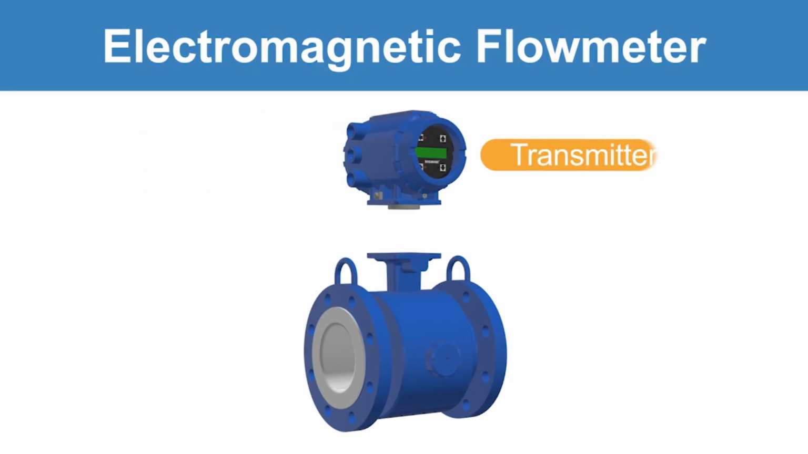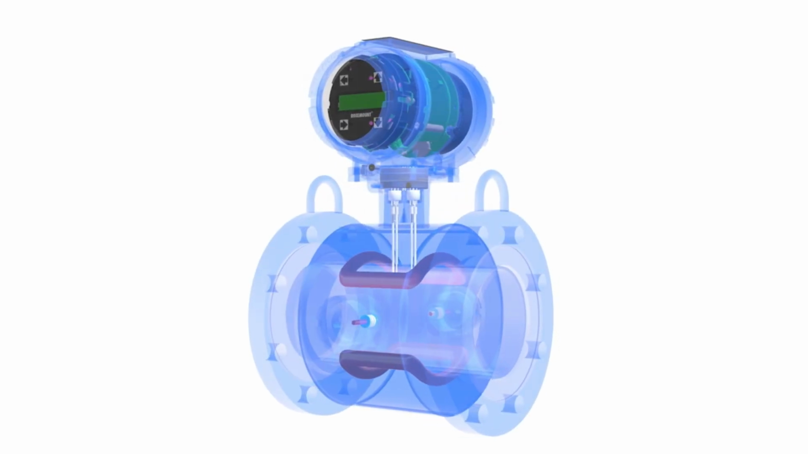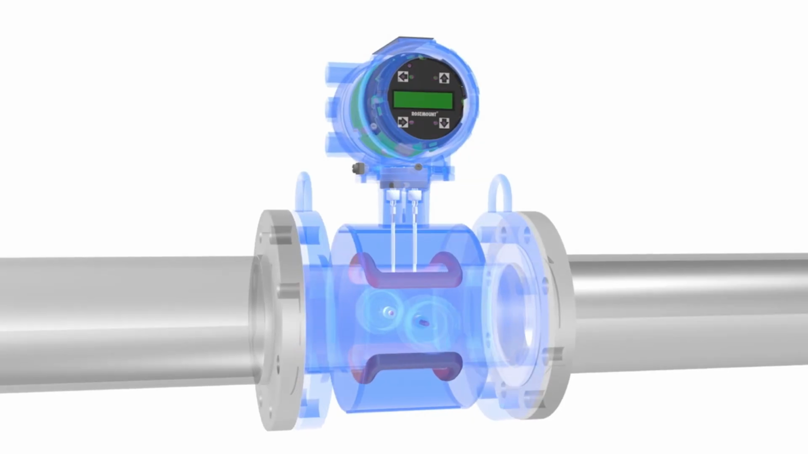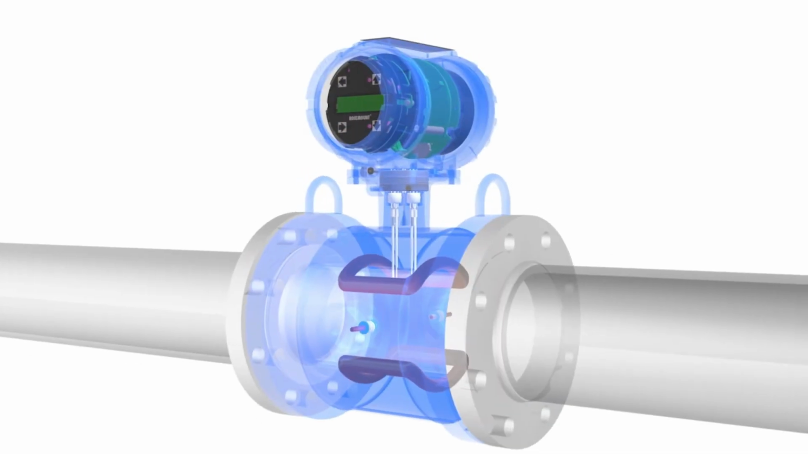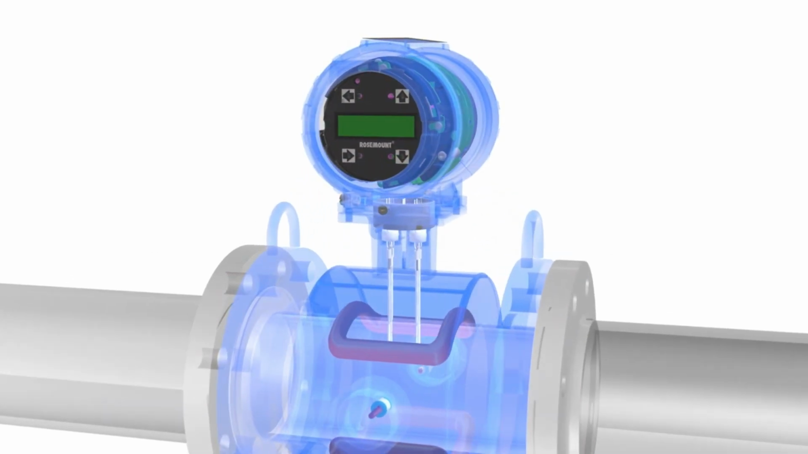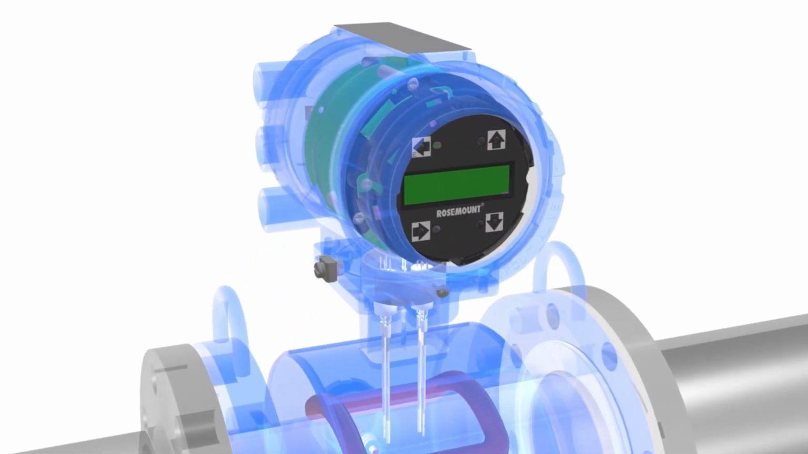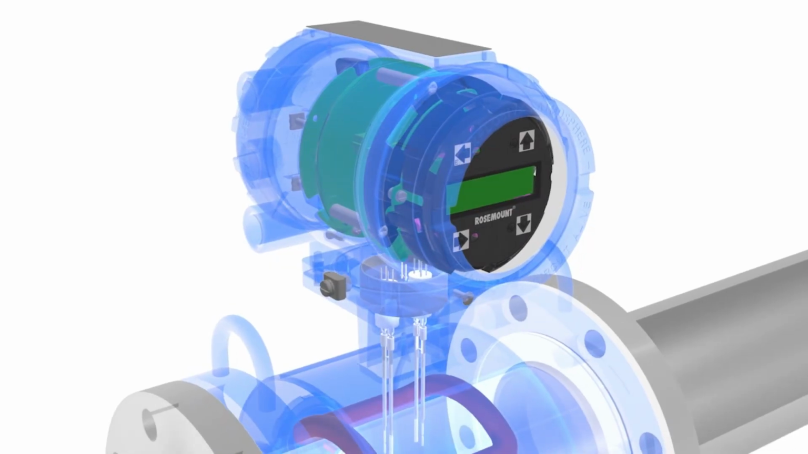Mag meters are comprised of a transmitter and sensor that together measure the flow. The mag meter sensor is placed in line and measures an induced voltage generated by the fluid as it flows through the pipe. The transmitter takes the measured voltage generated by the sensor, converts the voltage into a flow measurement, and transmits that flow measurement to a control system.